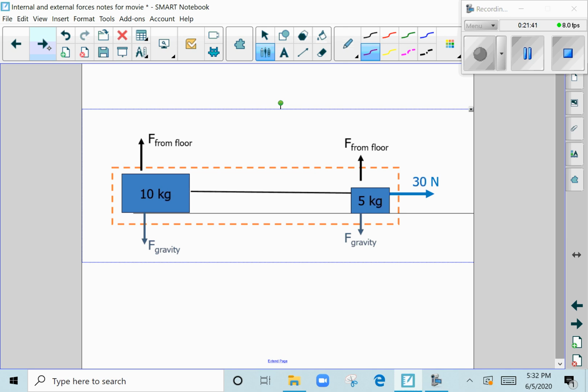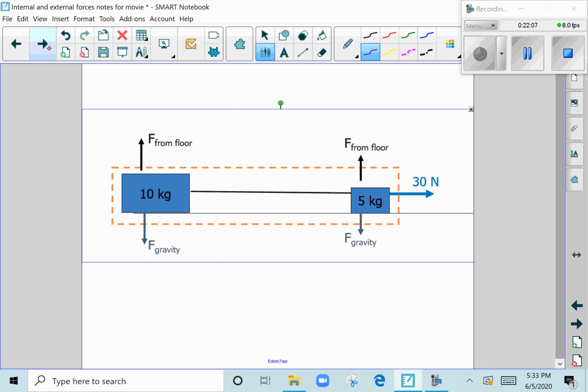The force of gravity pulling down on the blocks does not come from the blocks. It comes from the earth itself pulling those blocks downward. The force of the floor pushing up on the blocks is not from the blocks, it's from the floor. So all of these forces are in fact external. And none of these forces have to equal each other. Sometimes they do, and many times they don't.